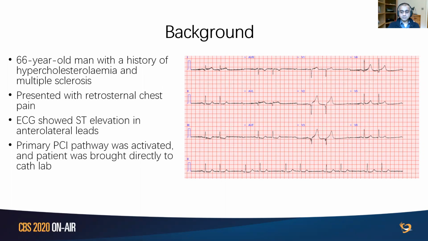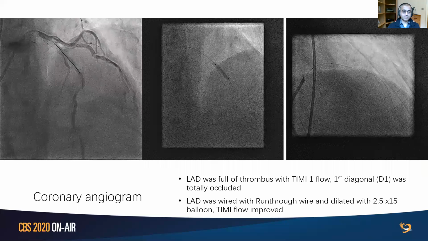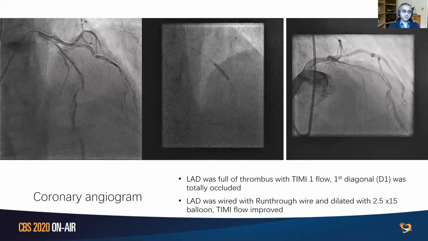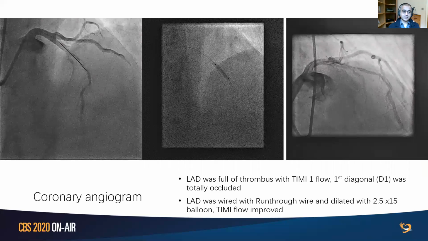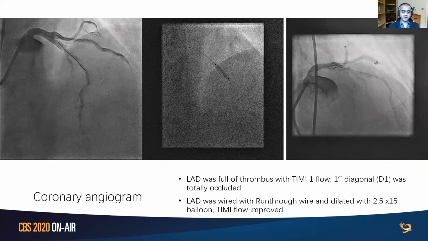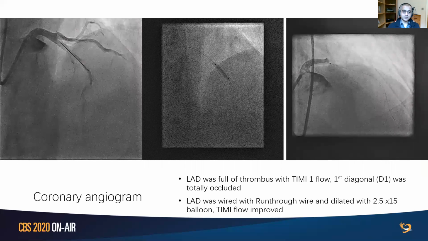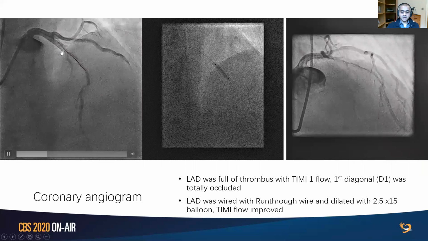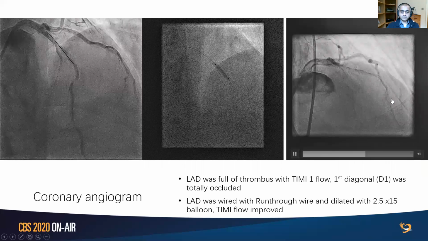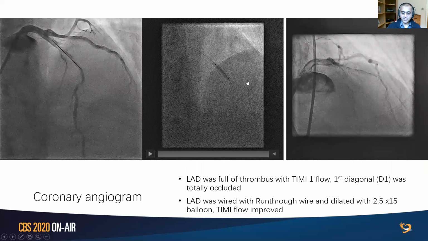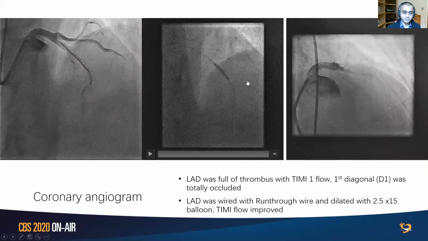Now, knowing that this is more than likely to be an LAD lesion, I went up immediately with a guide catheter. This is a radial approach, and you can see that the LAD has a large burden of thrombus. There is TIMI 1 flow in the LAD with an occluded proximal diagonal branch as well. Now, the LAD was wired with a workhorse wire, and after inflating with a 2.5 balloon, I was able to establish some flow down the LAD.